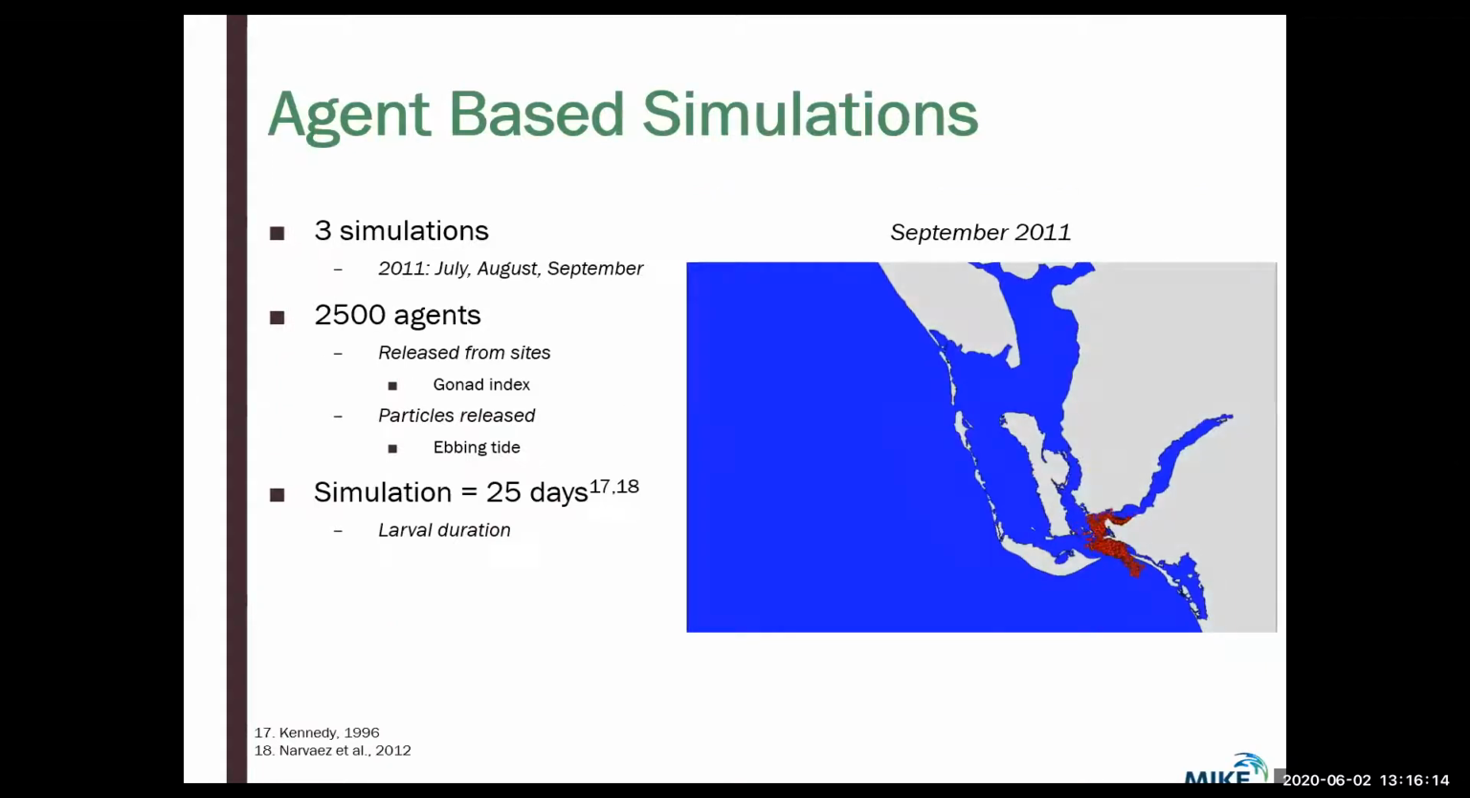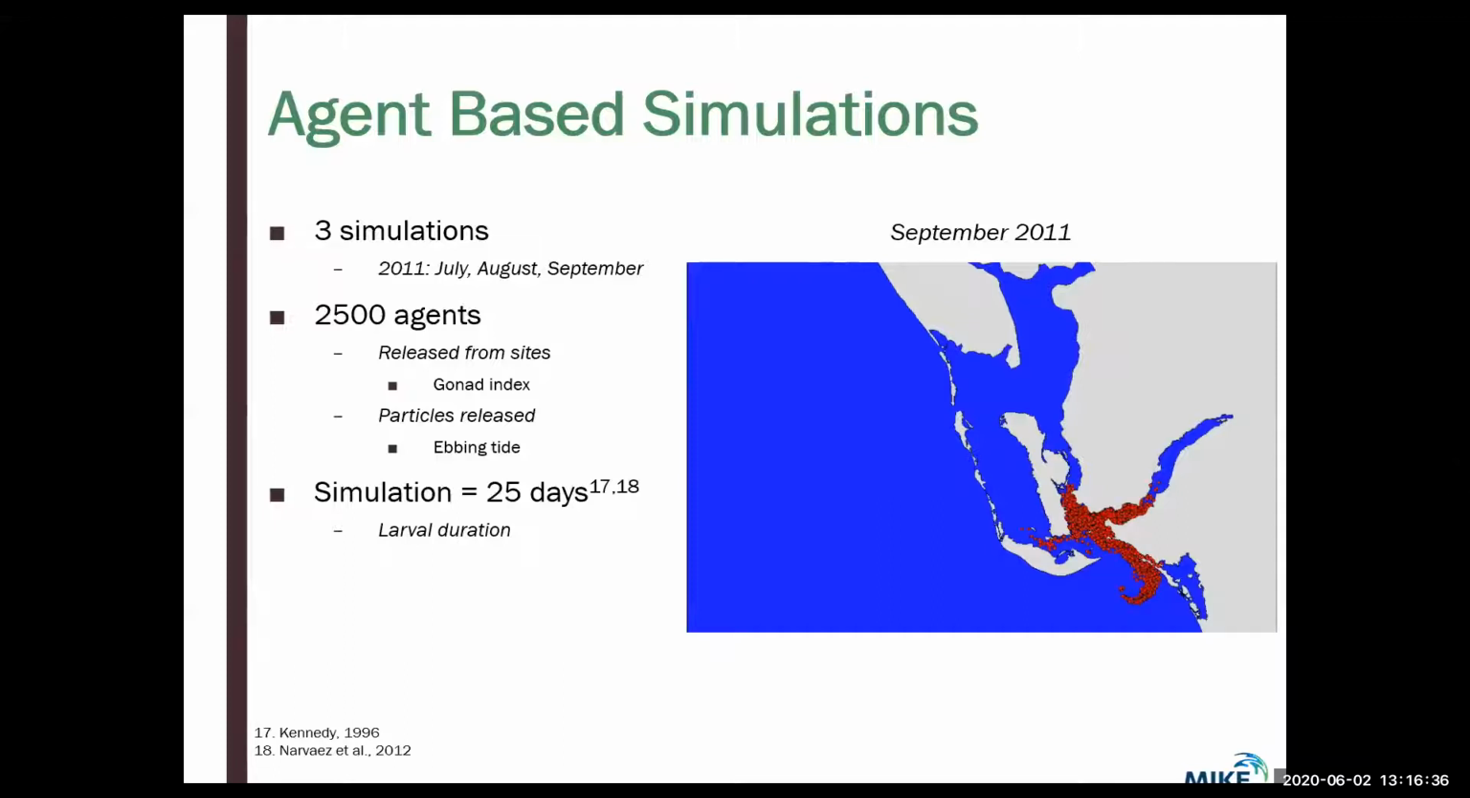So we conducted 3 separate simulations during the months of July, August, and September 2011. For each of these simulations, 2,500 agents were released from each site, which was indicated by the gonad index field data to be spawning during that model simulation time period.